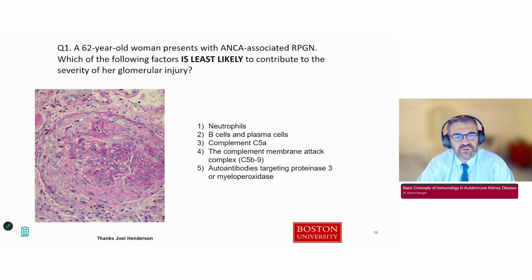And I want to know from you which is the least likely to contribute to the severity of her glomerular injury. Are neutrophils involved? Are B cells and plasma cells involved? What about complement C5a? What about the membrane attack components of complement? And are there antibodies to proteinase 3 or myeloperoxidase that might be driving this disease? Remember, I'm asking for what is the least likely to be contributing.